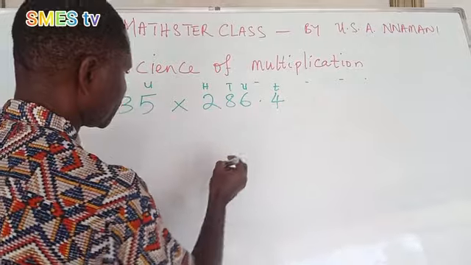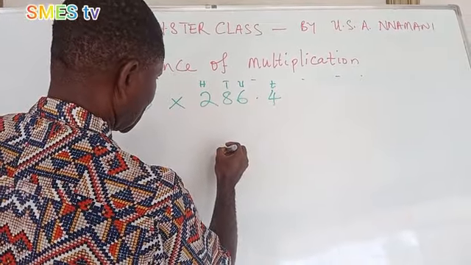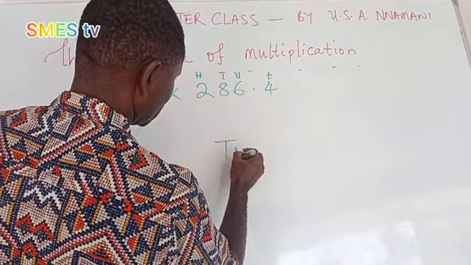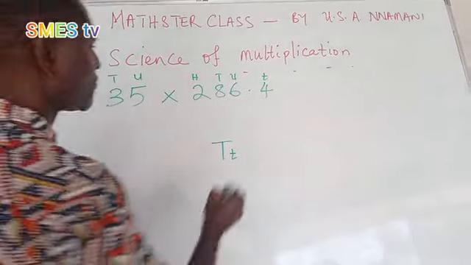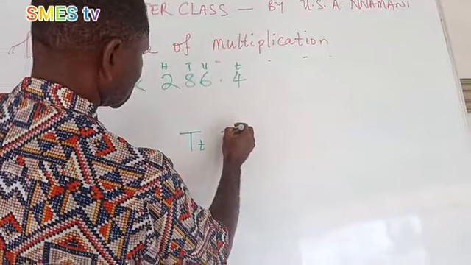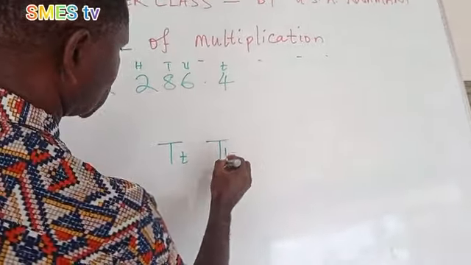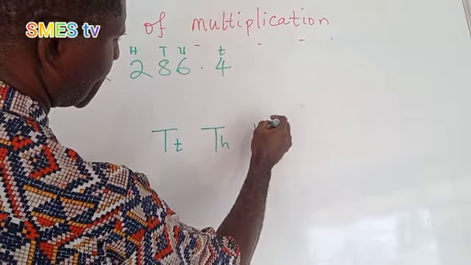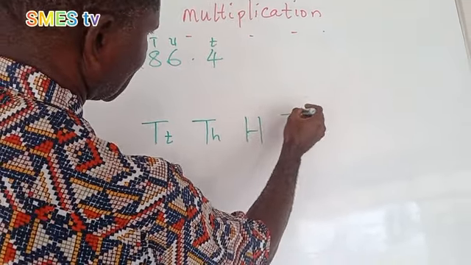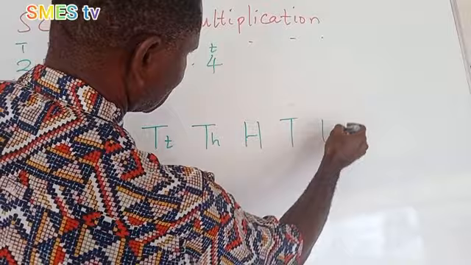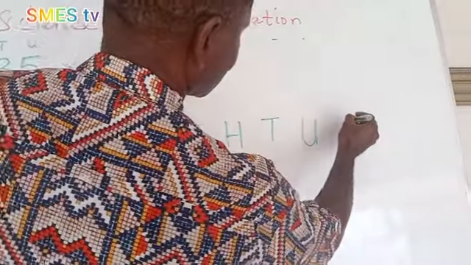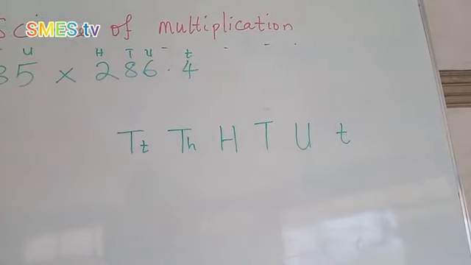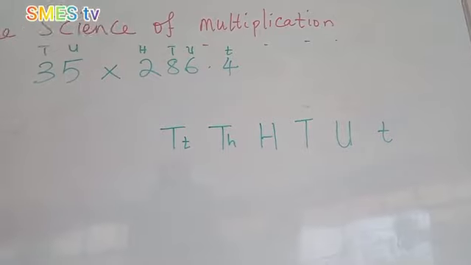So we have 10,000. Let's do that. TT. We have 1,000. TH. We have 100. We have 10. We have units. And we have 10th. That is our place value line.